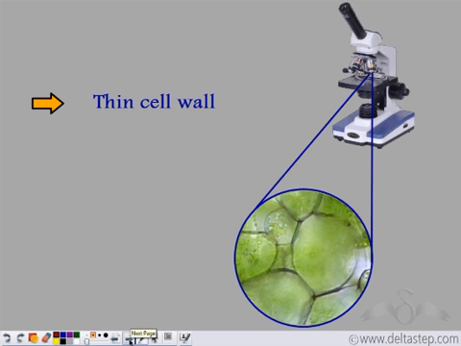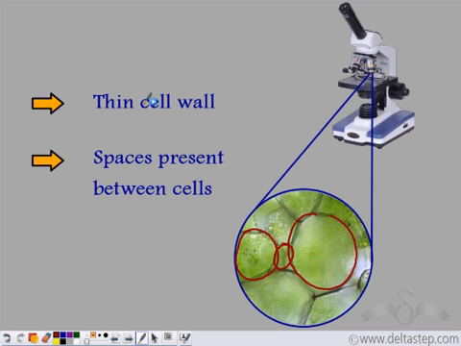Now notice in this leaf tissue, this is one cell and this is another cell. Now notice that there is a space in between two cells. So this is another characteristic of the tissue that is found in the leaf, that there are intercellular spaces between two cells. Intercellular means between two cells. So there are spaces present between two cells.